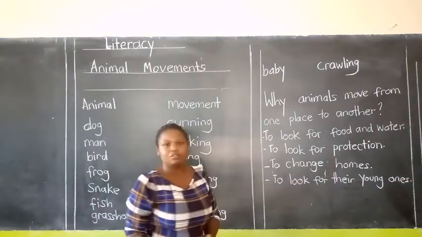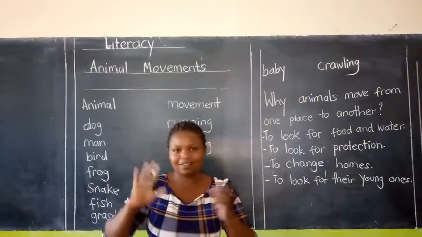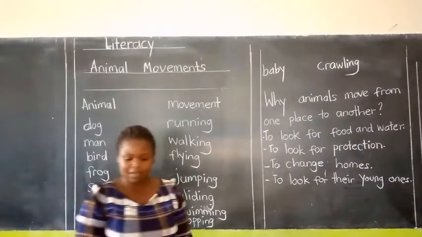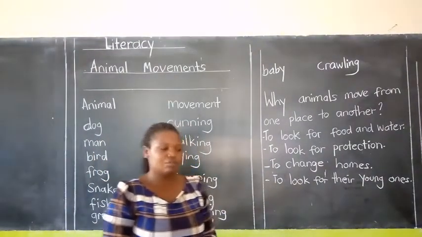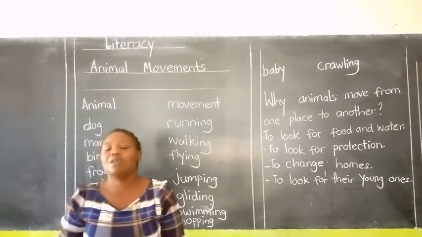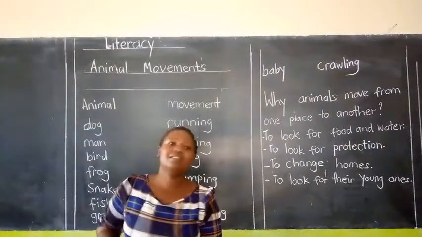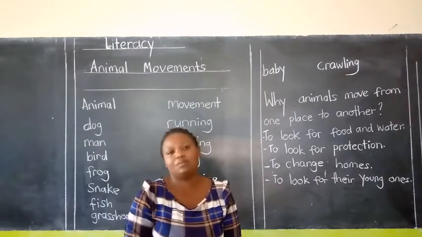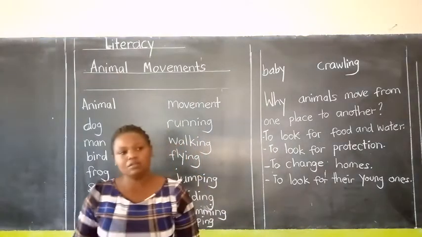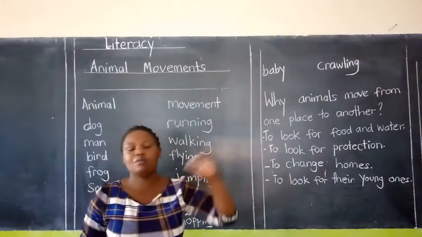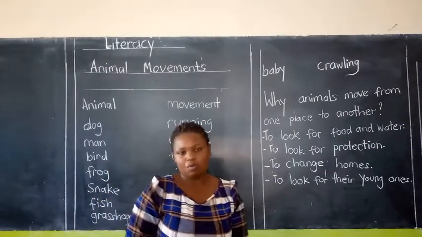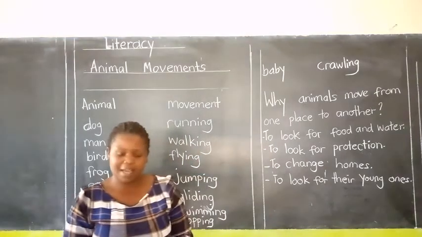Look for their babies. We have looked at the young ones of the animals. What else? To run away from bad weather. Maybe in this place, the weather is not good. It cannot favor the animal to stay in that area. So you find that that animal will move and go further away where it can be comfortable.